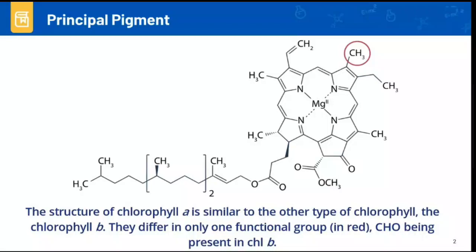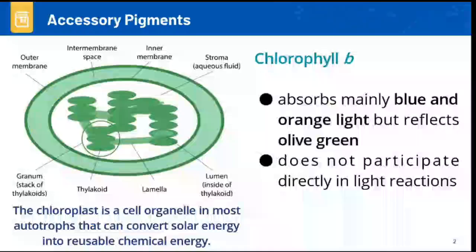Now, aside from your chlorophyll A, we also have these accessory pigments, one of which is your chlorophyll B. The structure of chlorophyll B is just the same as chlorophyll A. But this chlorophyll B pigment absorbs mainly blue and orange, but reflects olive green. Kanina, purely green yung nire-reflect niya, pero dito sa chlorophyll B natin, it's your olive green. It's specific yung kulay niya.